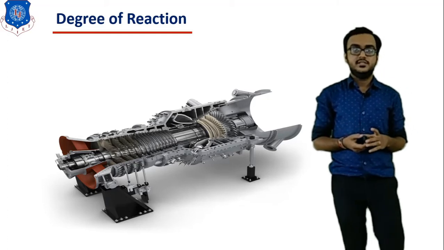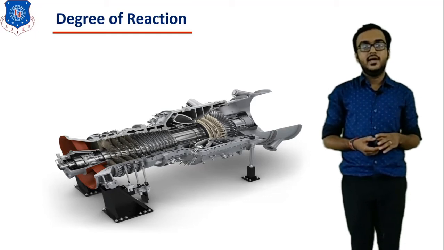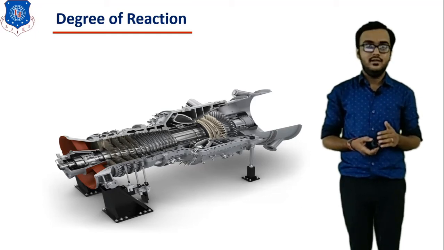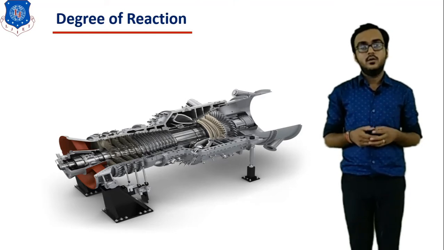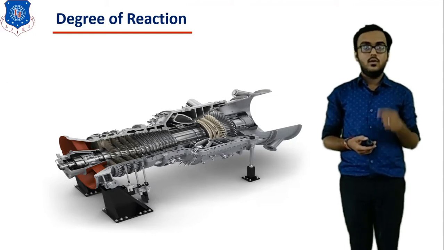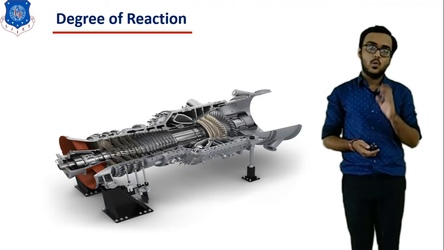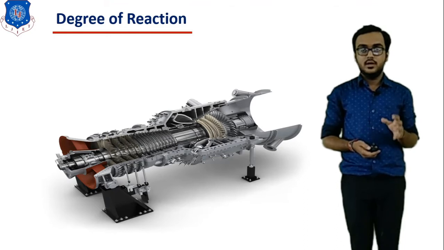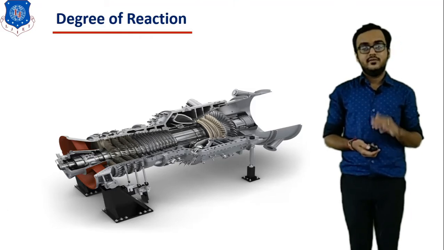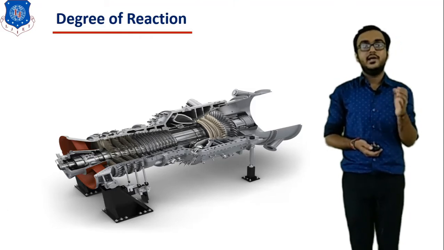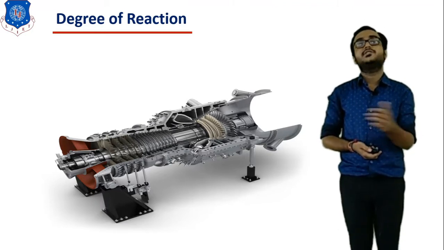In our previous session, we started reaction turbine, and we have seen the velocity triangle and its importance. Now, in today's session, we are going to observe one new term called degree of reaction. Degree of reaction is quite important, because it is utilized to classify turbines, or to recognize whether the given turbine is a pure reaction turbine or an impulse turbine, or an impulse reaction turbine.